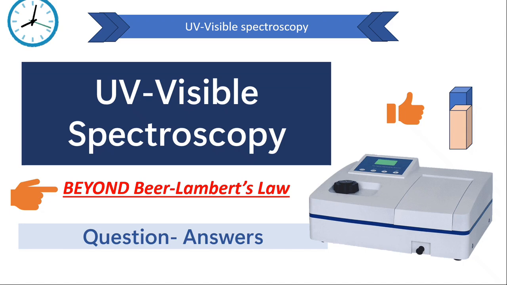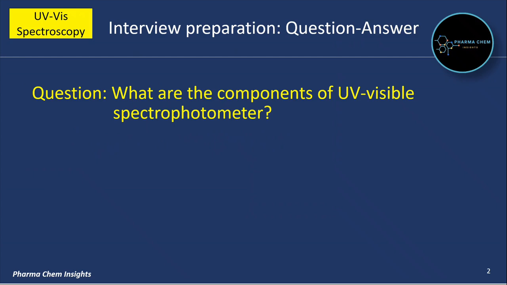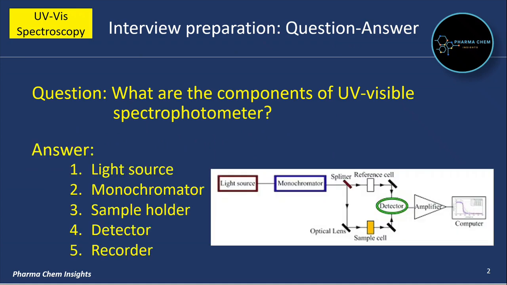So let's get started. First question, what are the components of UV visible spectrophotometer? So there are five components. First is light source, second is monochromator, third is sample holder, fourth is detector, fifth is recorder. You can see the diagram on the right hand side.